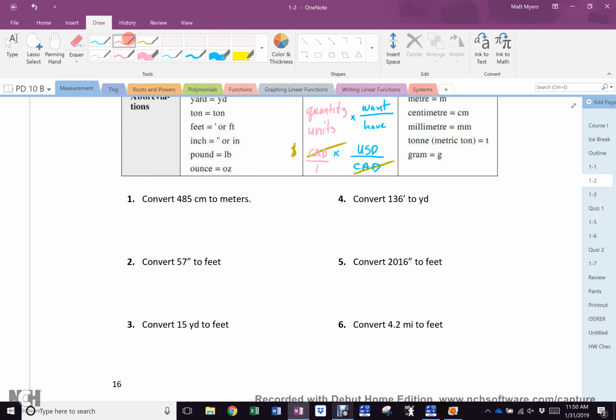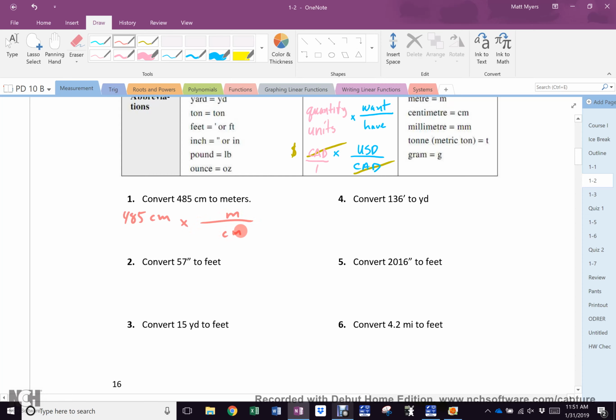What is the quantity with which we are starting? 485 centimeters. Now I wish to convert that, so I multiply by what I want. What is my goal here? Meters. So meters goes in the numerator spot. What do I already have? Centimeters. So it goes in the denominator spot.